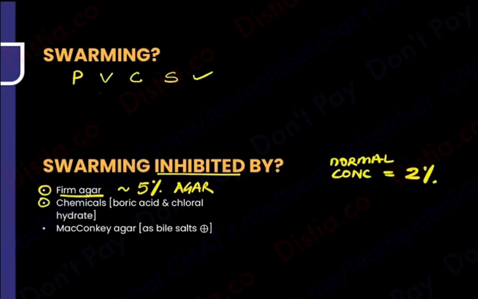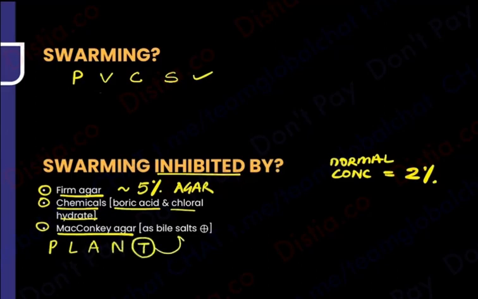If I add some chemicals, like some chloral hydrate, some boric acid, chemicals are always toxic. They will not let anyone move. And thirdly, MacConkey agar inhibits swarming. Okay, that is news, guys. Come on, tell me, what was the composition of MacConkey agar? It's a pretty pink plate. T, taurocholate. Taurocholate means bile salts. Bile salts are damn toxic. So all of these features are then going to inhibit swarming.